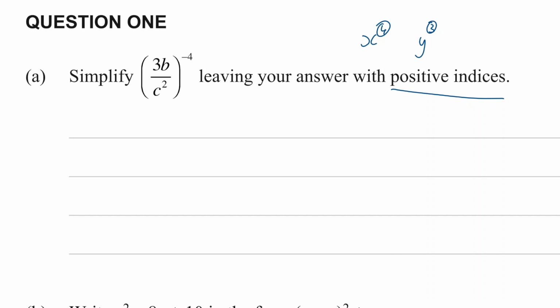So in our question here, c squared in the denominator already has a positive indices, so that's great. But we see this to the power of -4. So let's tackle that first. A power rule that we can use is called the negative power rule.